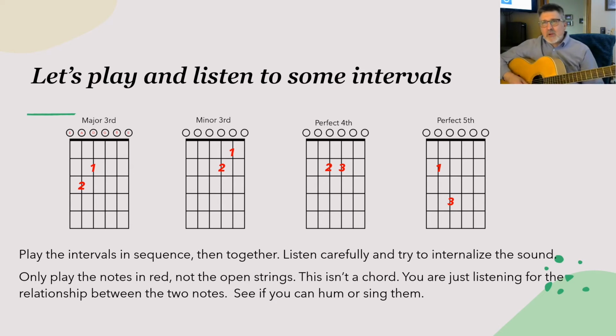The next one, we have a minor third. So I'm going to put my finger on the second fret of the third string, first fret of the second string. Perfect fourth. Second finger, for the diagram, is on the second fret of the fourth string, and the third finger goes on the third string, second fret.